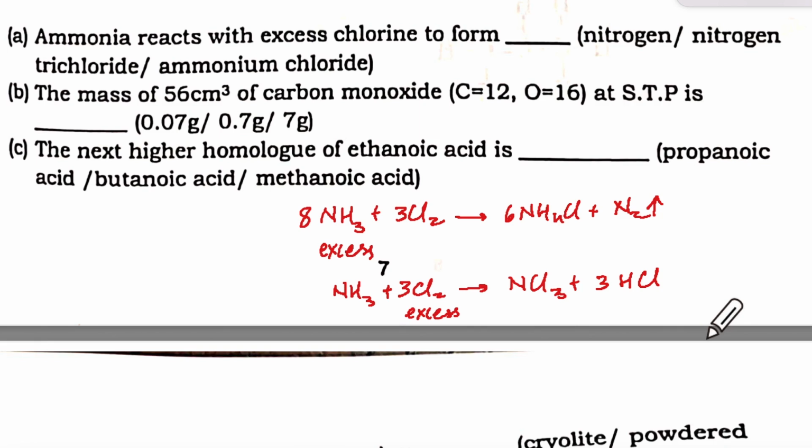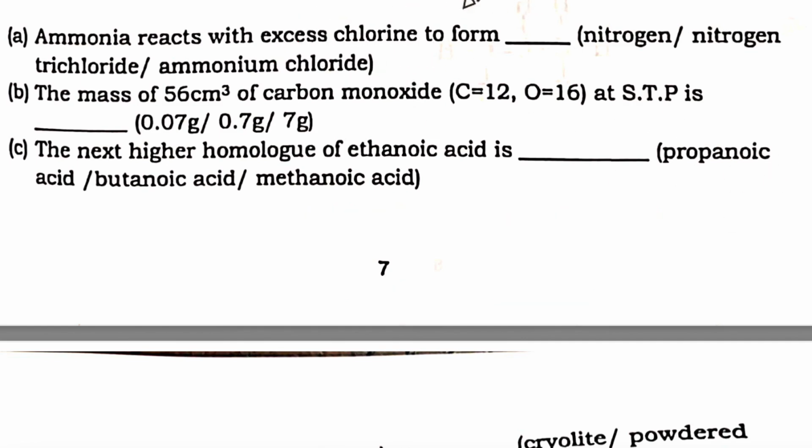Okay, and then the observations are extremely important. For the first one, NH4Cl means dense white fumes of ammonium chloride, and for the second one, NCl3 means yellow oily explosive liquid, nitrogen trichloride. Okay, we come to excess chlorine. So it will be ammonium chloride? No, excess chlorine means nitrogen trichloride.